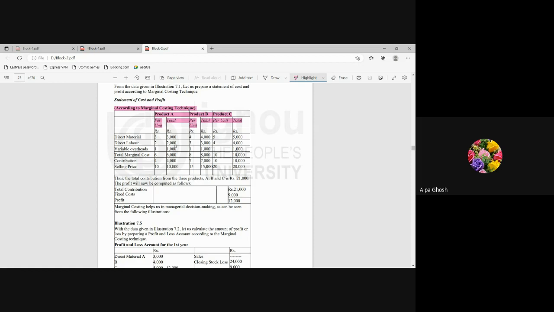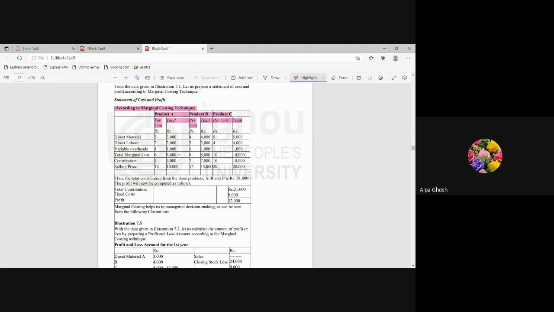So fixed cost, if you remember, 9,000 divided by 3, it was 3,000. We are omitting fixed cost. We are only taking variable cost, that is 1,000. So 3,000 is direct material, 2,000 is direct labor, and 1,000 is variable cost. So what is the total marginal cost? Total marginal cost is the total of all these three. That is 3,000 plus 2,000 plus 1,000. So 6,000 is your marginal cost.